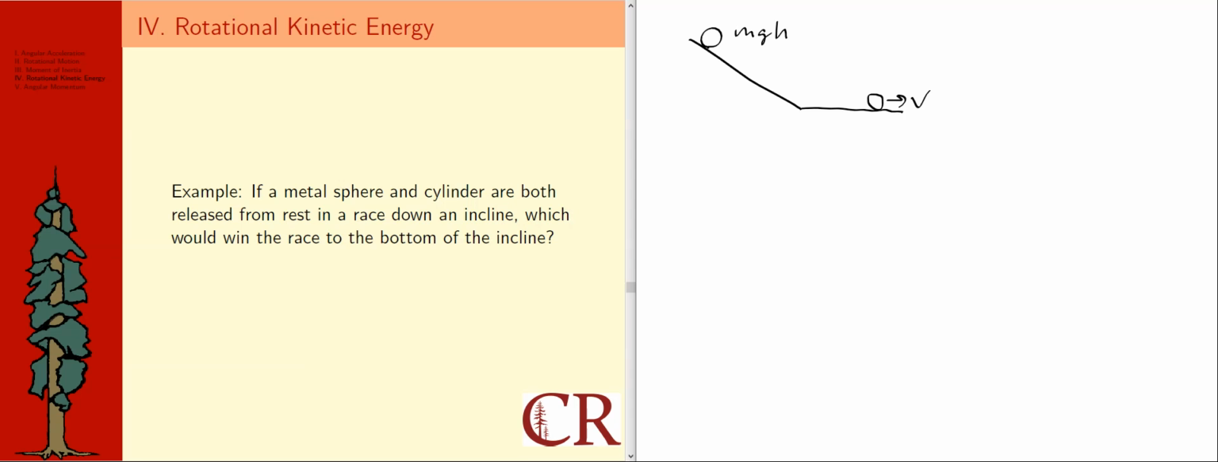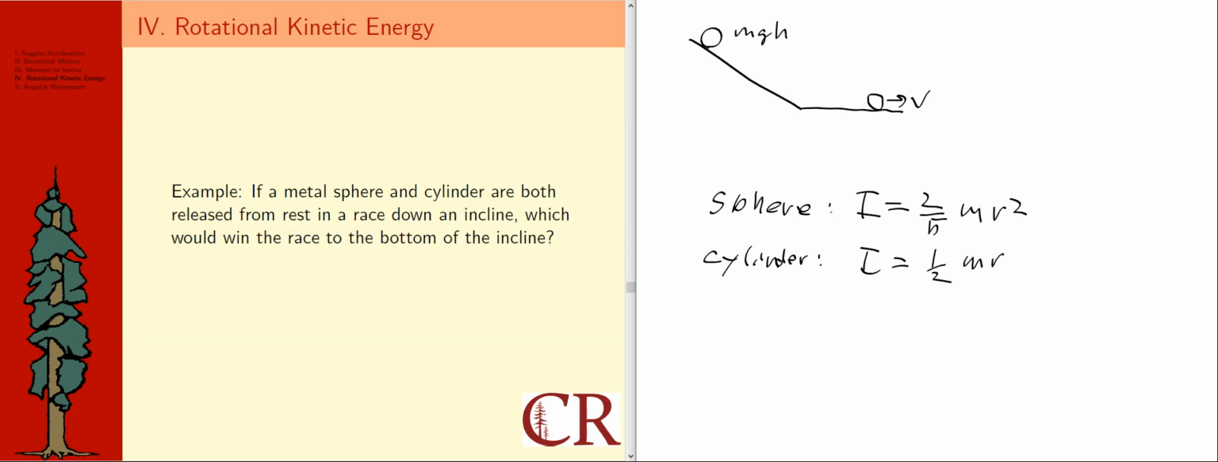But it turns out, if you actually calculated what this v would be for either scenario, the mass would actually cancel out. So whatever answer we get is going to apply to any pair of a metal sphere and a cylinder, even if they are unequal in size. What winds up mattering, though, is the fact that for a sphere, the moment of inertia is equal to 2/5 m r squared. But for the cylinder, the moment of inertia is equal to 1/2 m r squared.